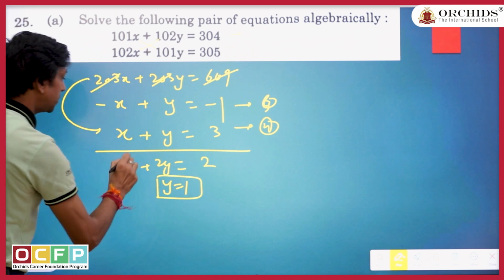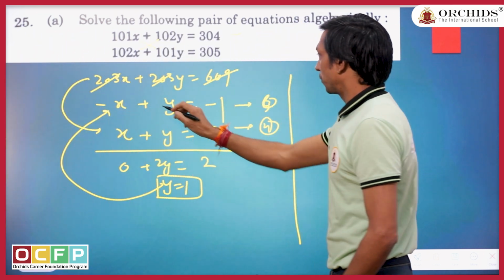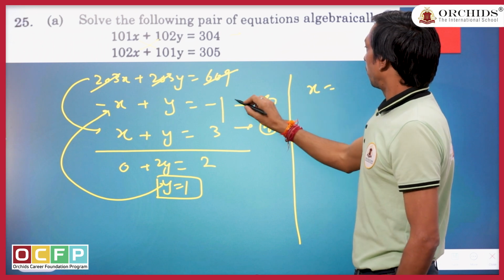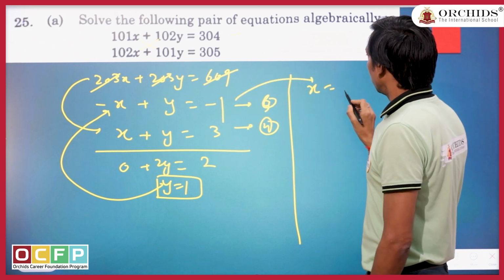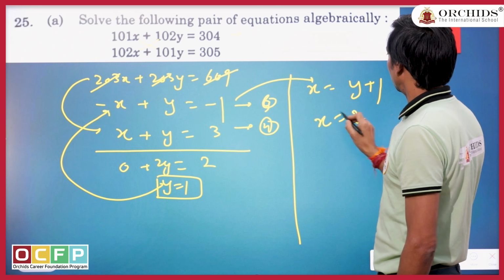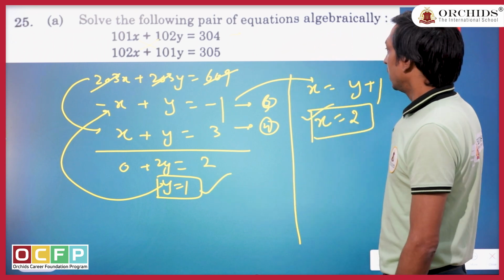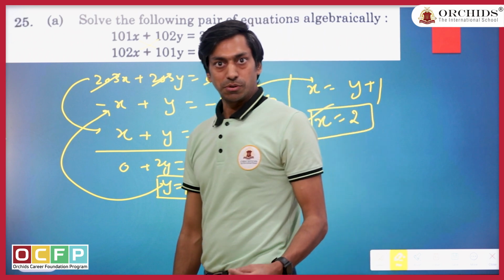Now you can substitute this value of y in any of the equations to get the value of x. From this equation I can write x equal to y plus 1. So finally x equals how much? 2. So x equal to 2 and y equal to 1 is the required answer for this particular problem.